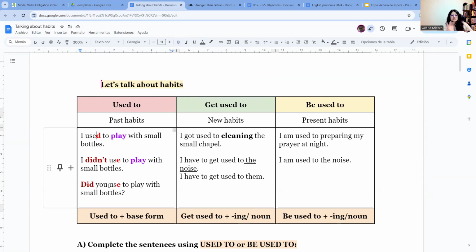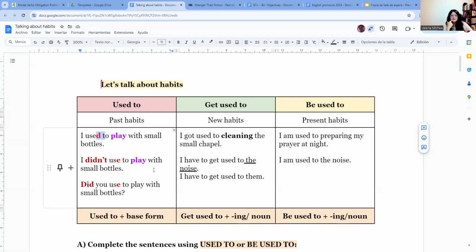So when we're speaking, it's very difficult to hear the difference between used and use. Because I used to play, I didn't use to play, they sound very similar. Why? Because these two sounds get together. Let me mark. These two sounds get together. I used to. All right, so yeah, that's the deal with used to.